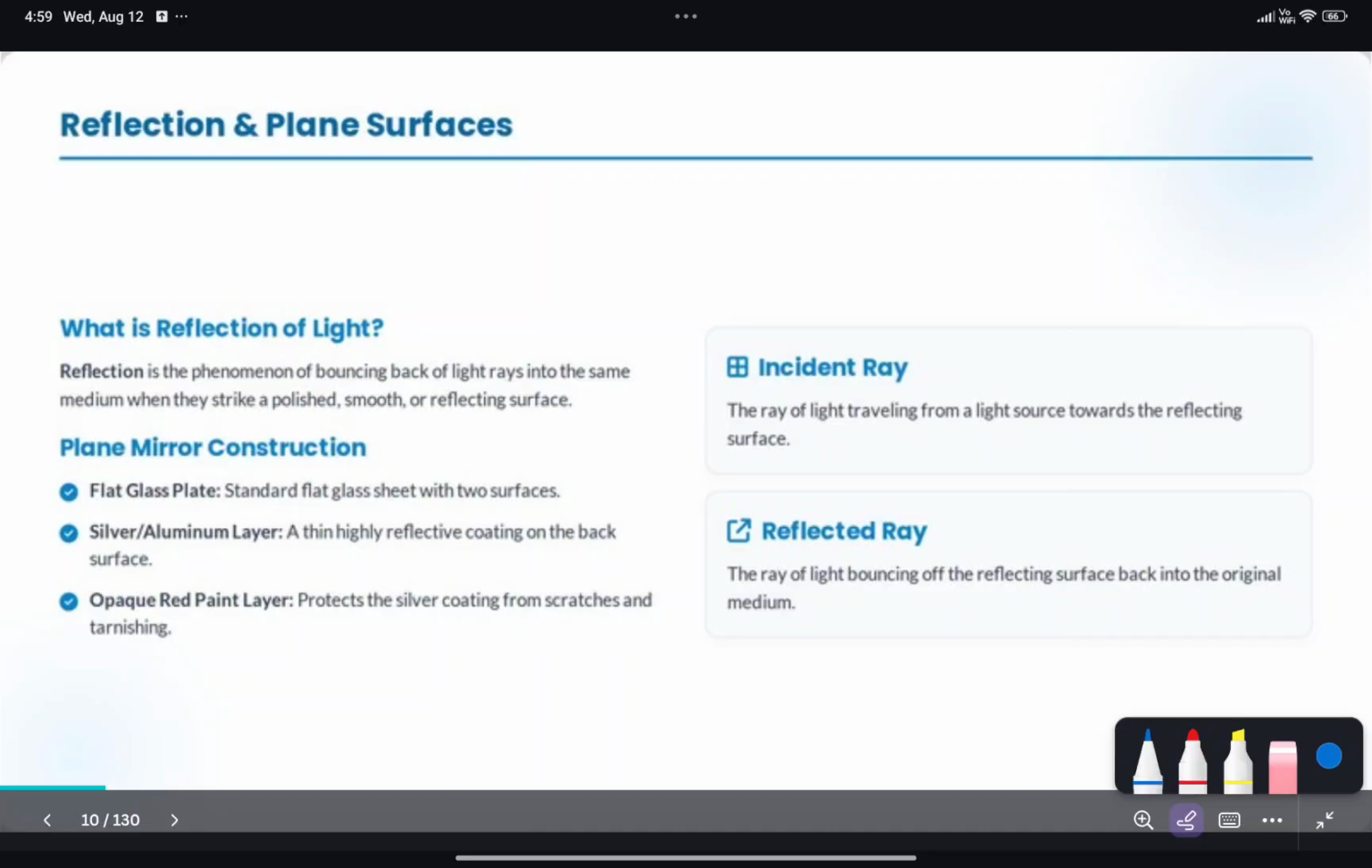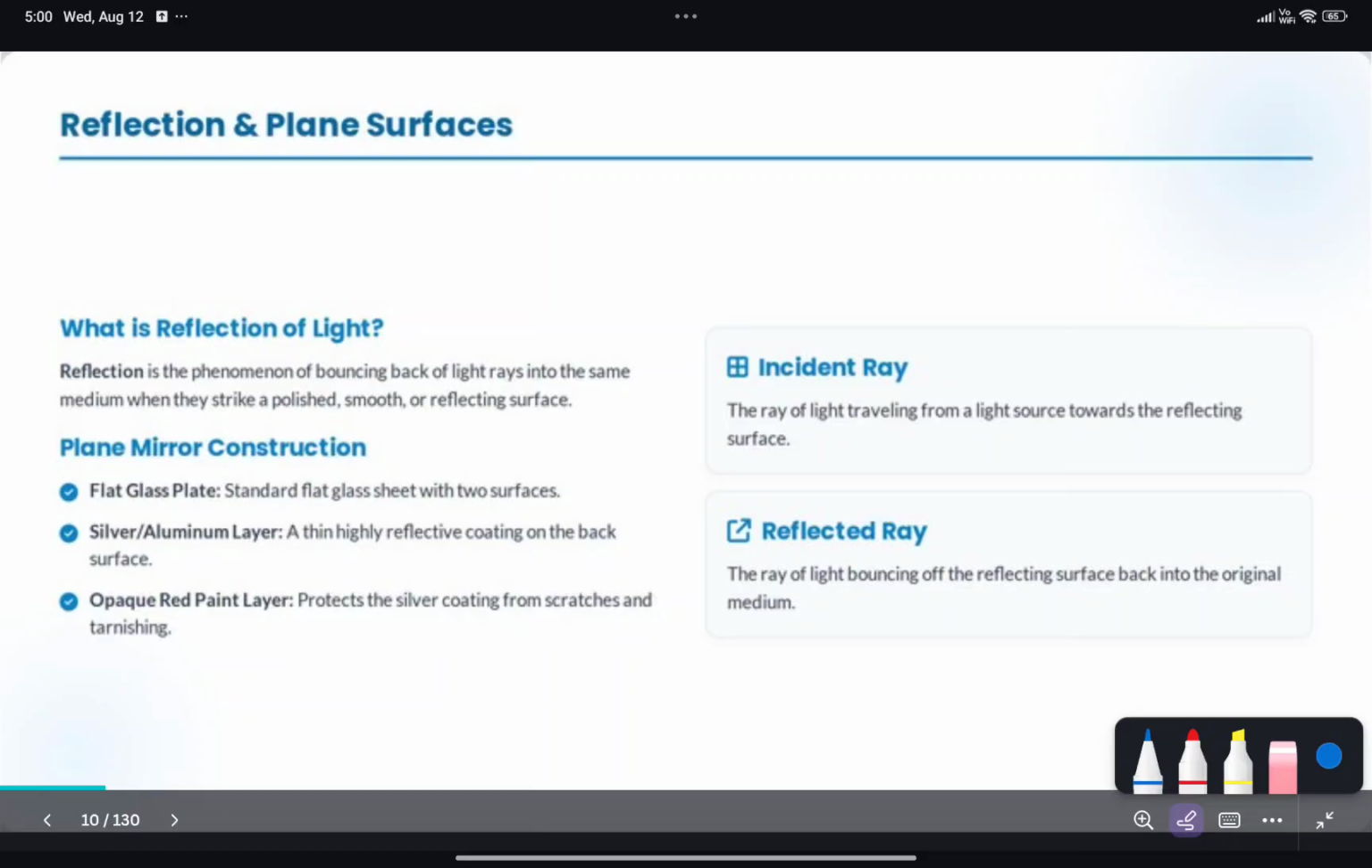Now, plane mirror construction. How do we construct the plane mirror? What are the materials needed here? What steps do we follow to construct the plane mirror? Flat glass plate, one of them. Yes, flat glass plate. A standard flat glass sheet with two surfaces. Done or not?